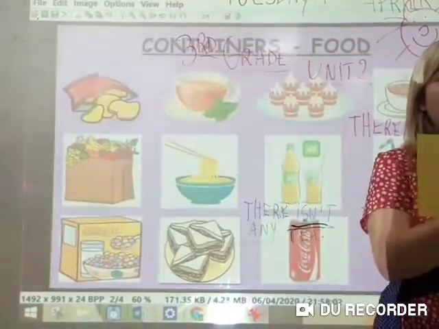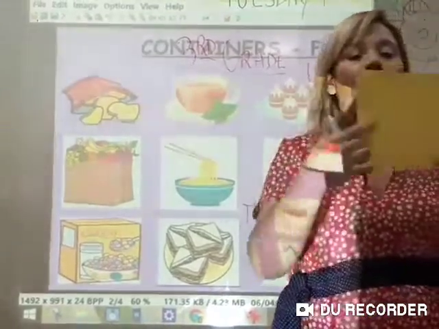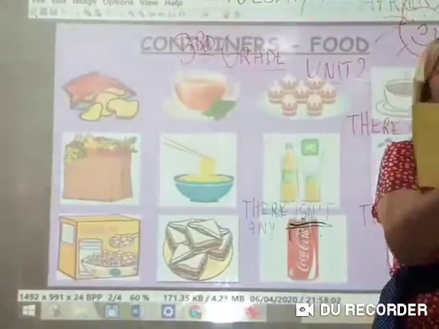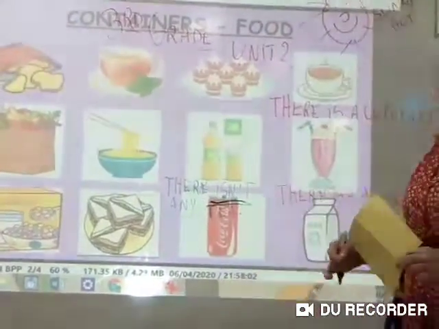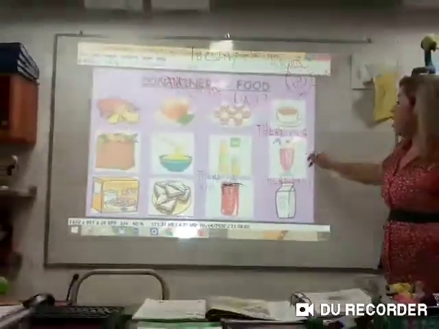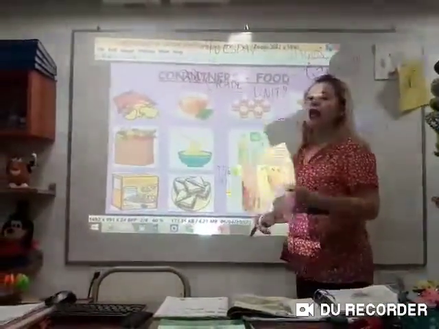Vamos al punto, al apartado 3: 1, 2, 3. In the third line, ¿qué vamos a escribir? Una there isn't any, nos acordamos. Y vamos a la pregunta.